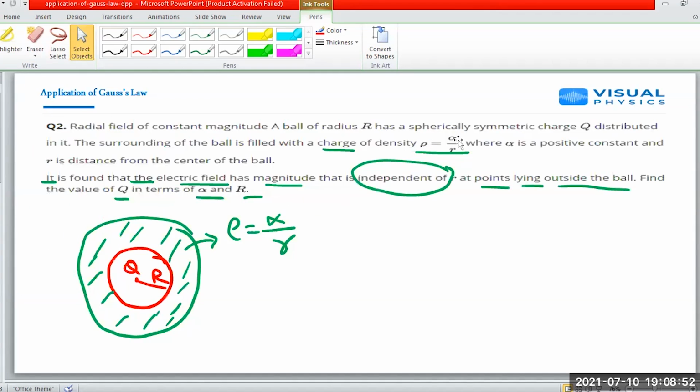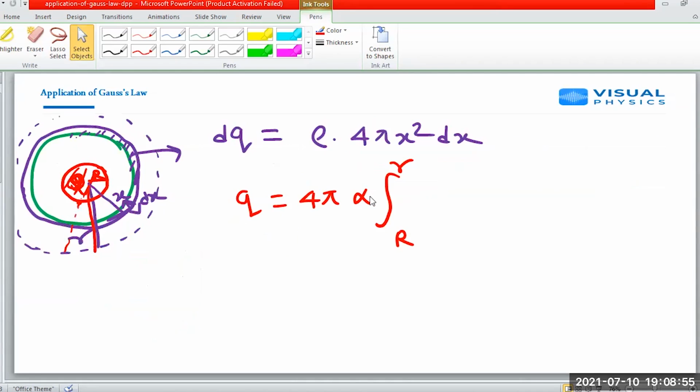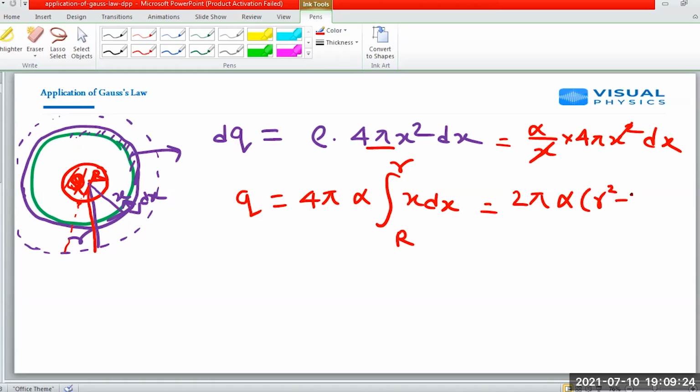Density rho is given as alpha by r. It is already given, so for that reason I'm writing like that. 4 pi constant, instead of rho, I am writing alpha by x into 4 pi x square dx. So I can cancel this x with this x square. So 4 pi alpha is common, x dx. Solving this, I'll get 2 pi alpha (R square minus r square). Simple integration: x to the power 1 becomes x to the power 2, then putting upper limit minus lower limit.